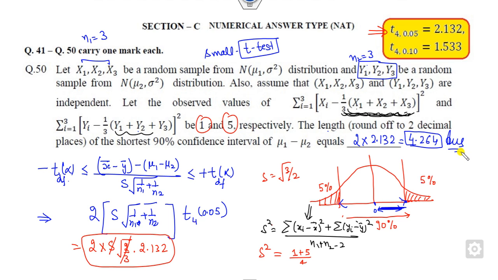So this is the way you can think about this. You can see that there is no need to do much calculation. Just think about what the question suggests to you. So this is the way you can solve all these 10 questions in a very simple manner.